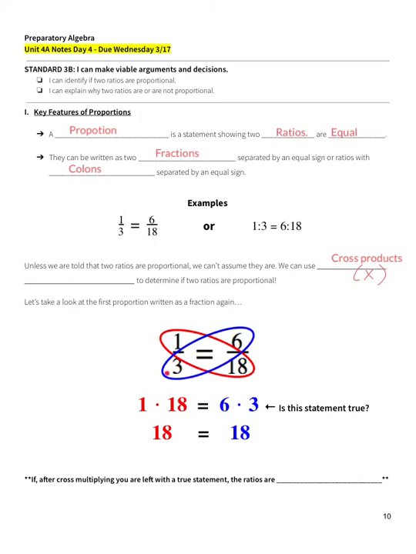So if we look right here, we have 3 times 6, 6 times 3, and that's equal to 18. Then we have 1 times 18, and that's equal to 18. So we can see here that yes, these two things are proportional. Okay, so make sure that you have this recorded. Another way that you can do this is you can find the unit rates of ratios or fractions, and if they have the same unit rate, then that's another way to say that they're proportional.